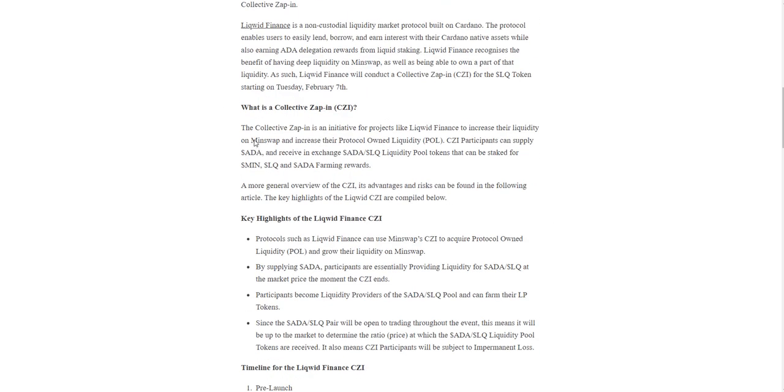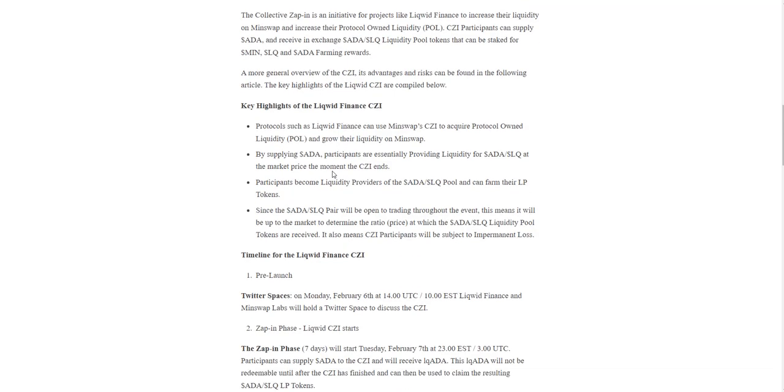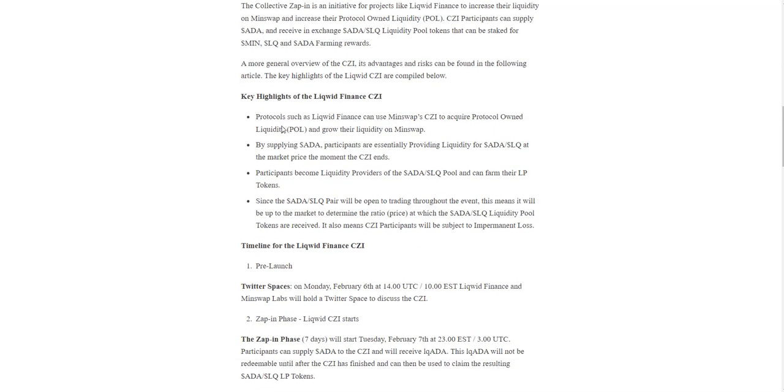What is a CZI? We just talked about it. The key highlights: Liqwid Finance can use the MinSwap CZI to acquire protocol-owned liquidity, or POL, and grow their liquidity on MinSwap. By supplying ADA, participants are essentially providing liquidity for the ADA LQ pair at market price the moment the CZI ends.